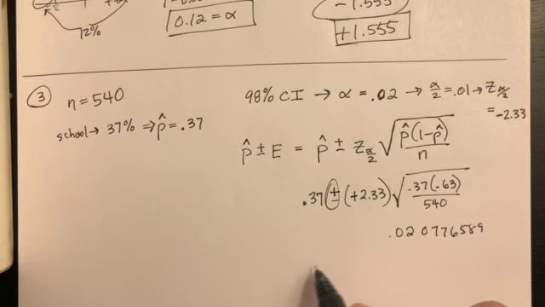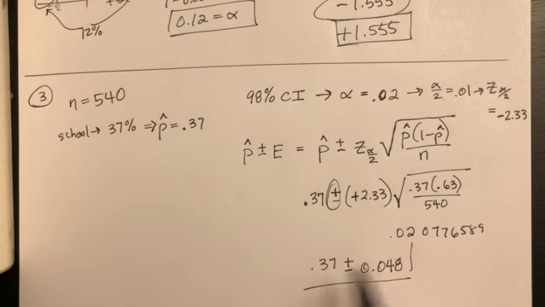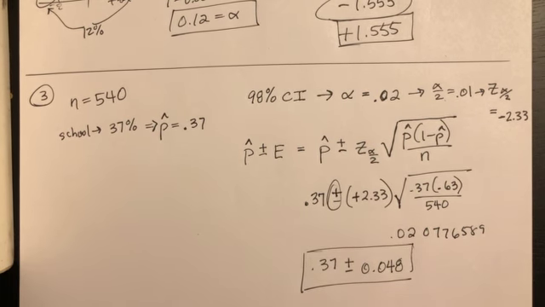That gives me 0.37 plus or minus my error, which in this case they said they want their error to be to the nearest thousandth. That's 3 decimal places again. So I get 0.048. 0.37 plus or minus 0.048 is the error. Okay, that's how I find a confidence interval.